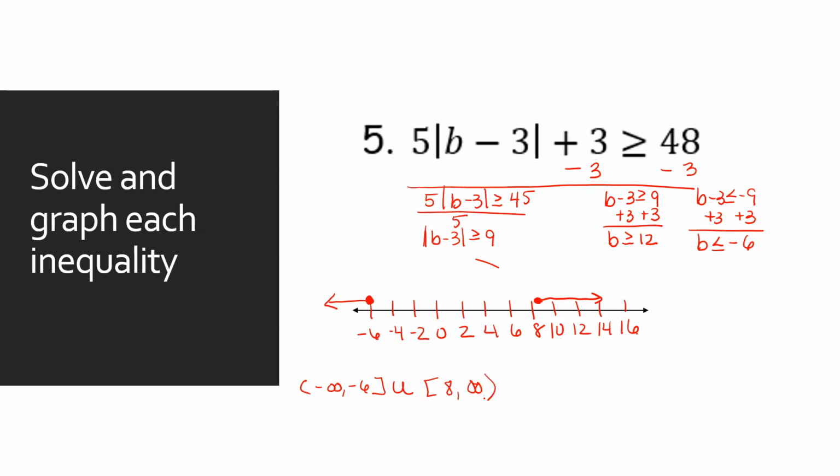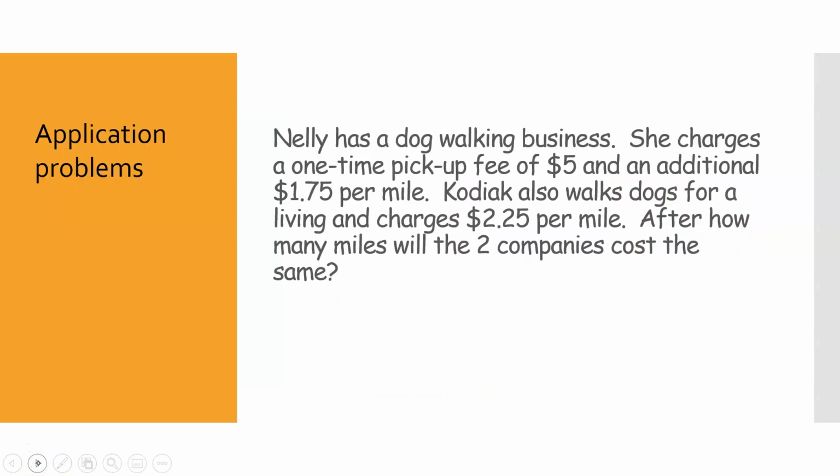There you go. All right, all we have left is a couple application problems. And the first one is Nellie has a dog walking business. She charges a one-time pickup fee of $5 and an additional $1.75 per mile. Kodiak also walks dogs for a living and charges $2.25 per mile. After how many miles will the two companies cost the same?